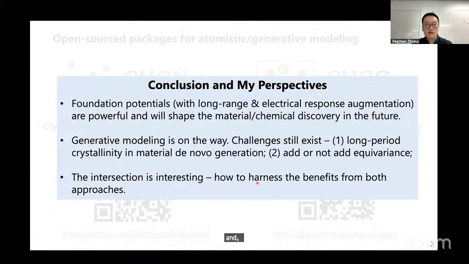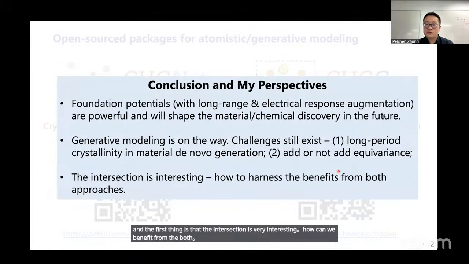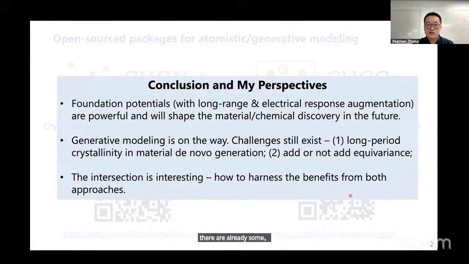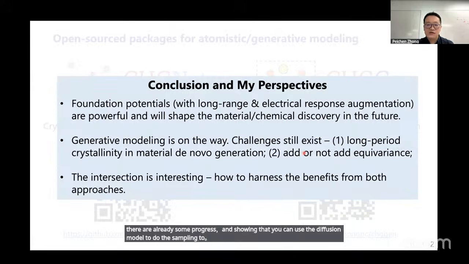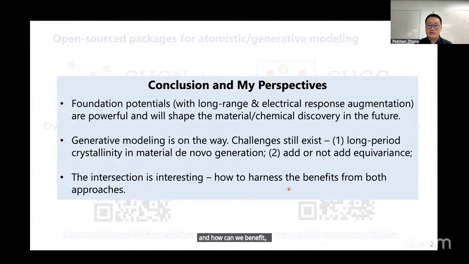And the third thing is that the intersection is very interesting. How can we benefit from both methods and see the similarities between the two? There is already some progress showing that you can use the diffusion model to do the sampling to mimic the long time molecular dynamics simulation. And how can we benefit both methods for better generation or for better sampling? It will be a promising future direction.